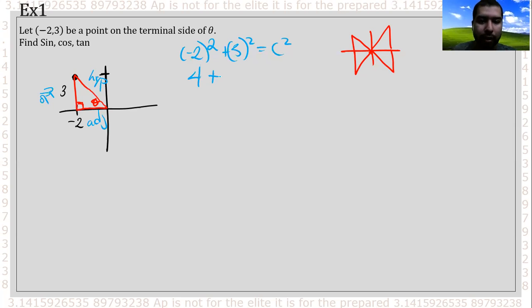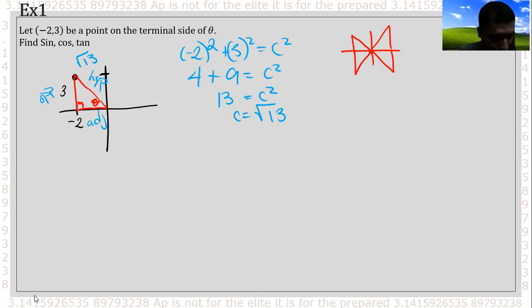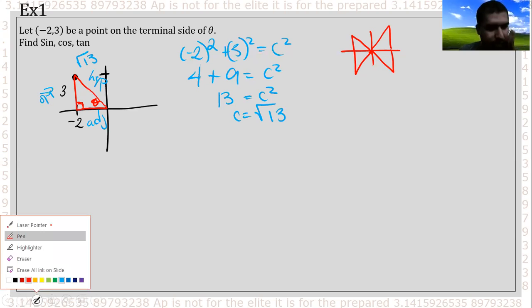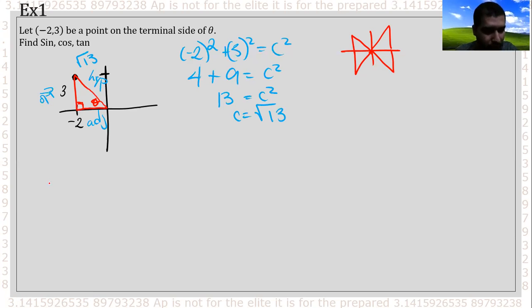So we have 4 plus 9 equals c squared. This is 13 equals c squared. So c is equal to the square root of 13. Square root of 13. Okay. From here, we should be okay to find our values. So what would be the value for sine of theta given this triangle?